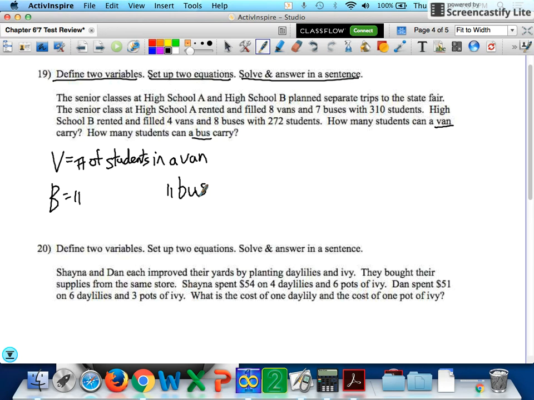So when I go to set up these equations, I'm using this first big chunk of information, and I'll do that one in red. It's 8V plus 7B equals 310. In blue, I'll do the second big chunk of information, which is 4 vans, so 4V, and 8 buses, or plus 8B, carried 272 students. Notice how I say all these things in words, and yet I'm writing it out in math. Okay, that's why we use all these equations. They're a much easier way to express things.